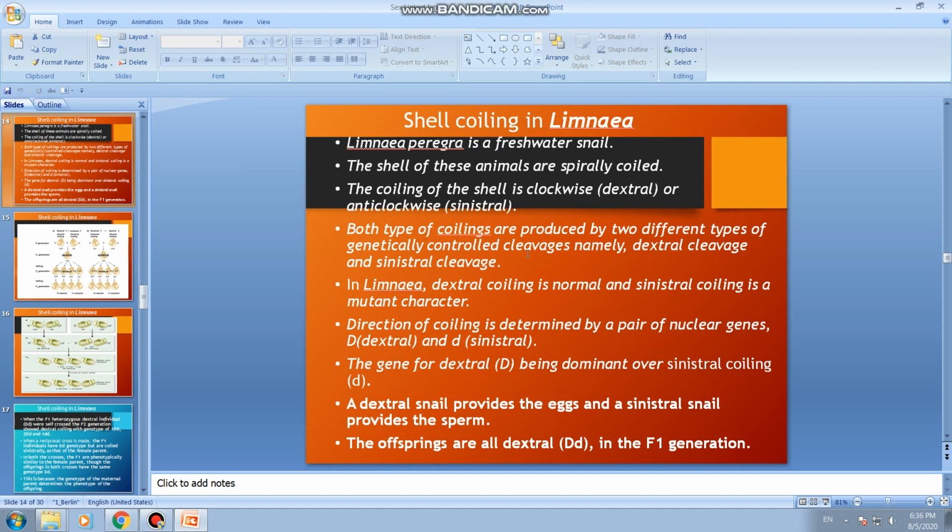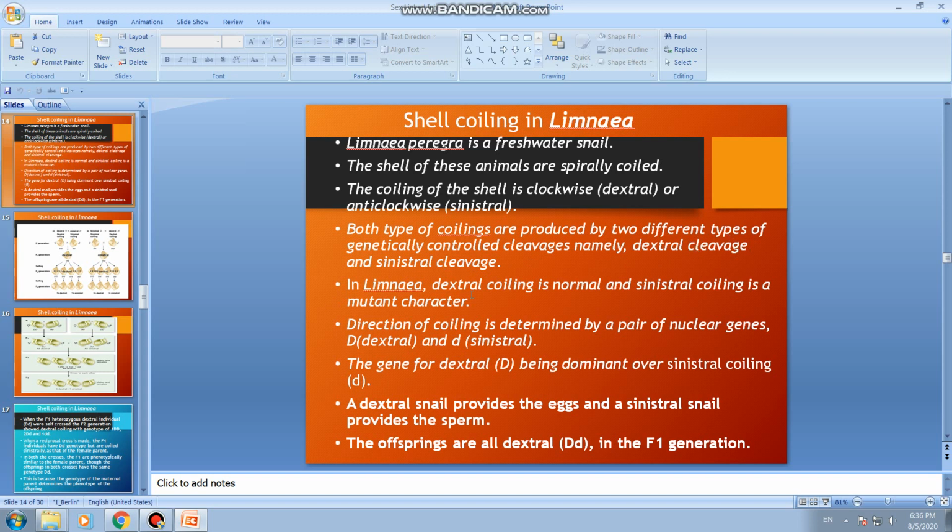Both types of coiling, dextral and sinistral, are controlled by two types of cleavages which are controlled genetically, that is, by genes. So the dextral cleavage leads to dextral coiling and the sinistral cleavage leads to sinistral coiling. Cleavage, you should know it already. That is, during the development of the zygote, the first change is that the zygote undergoes division, which is called cleavage.